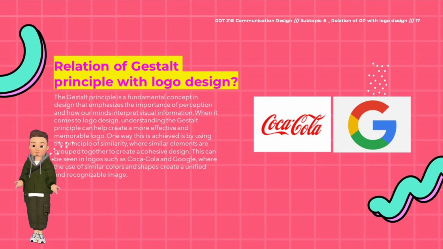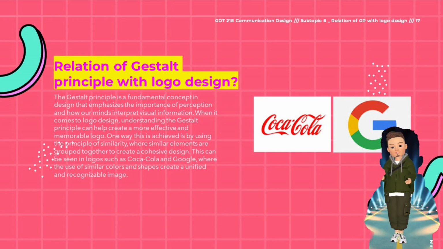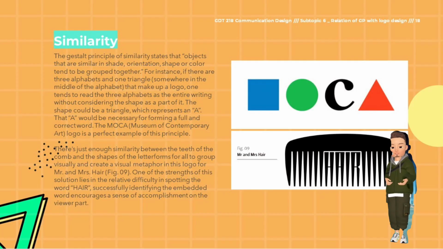This can be seen in logos such as Coca-Cola and Google, where the use of similar colors and shapes create a unified and recognizable image. Next, we look at the sample of each Gestalt principle.